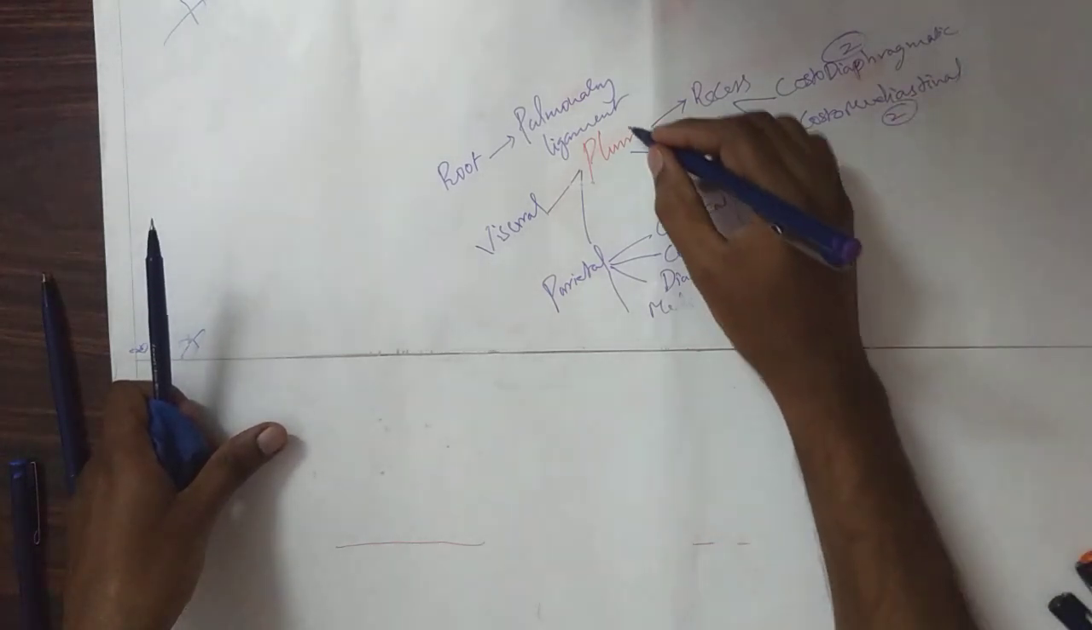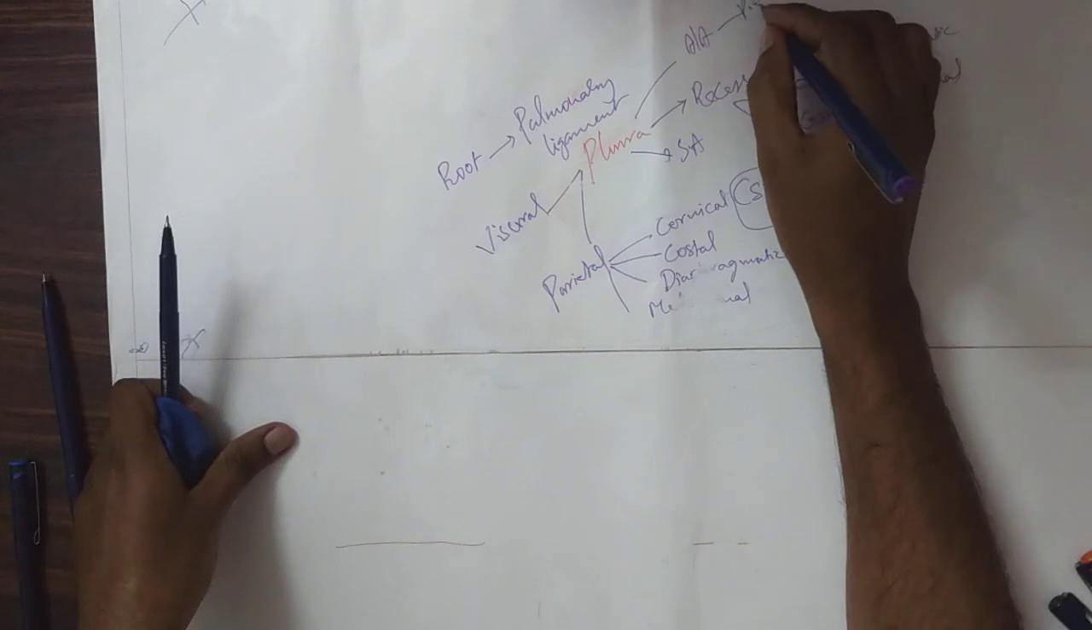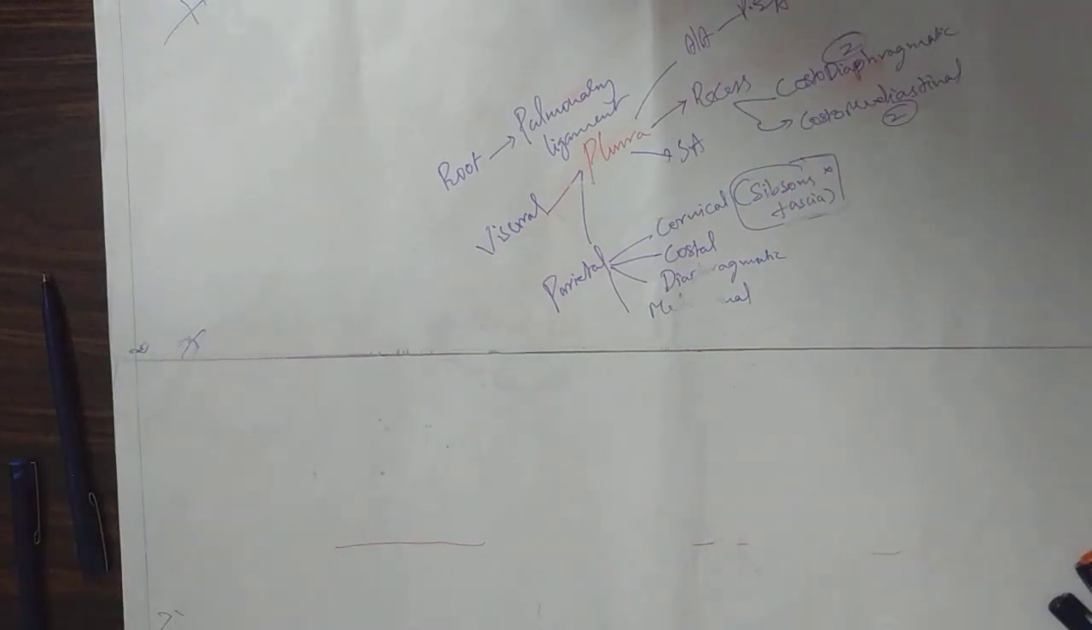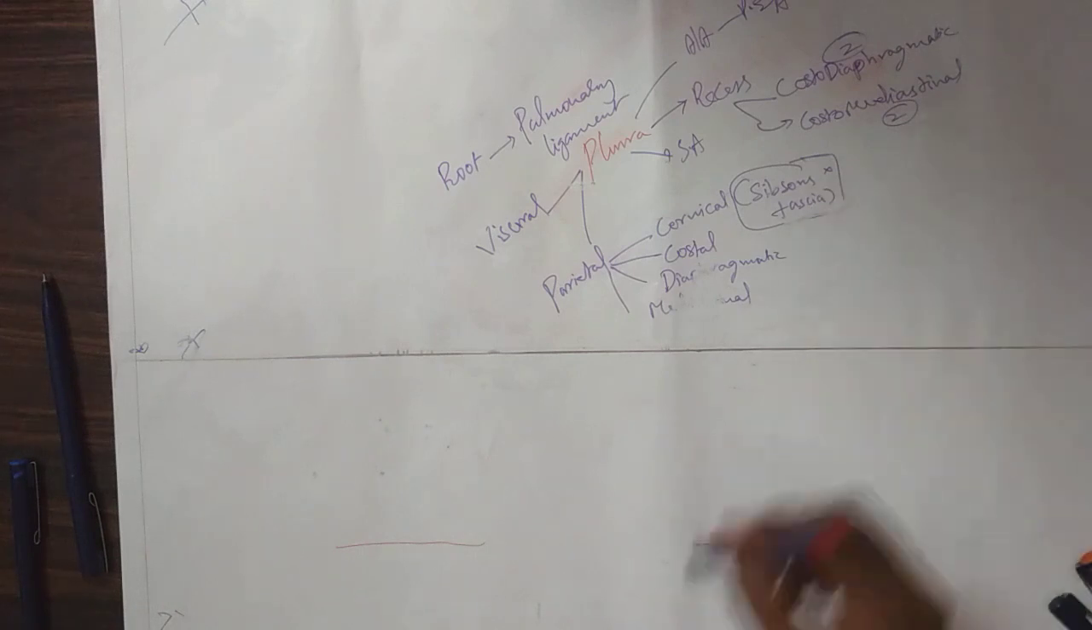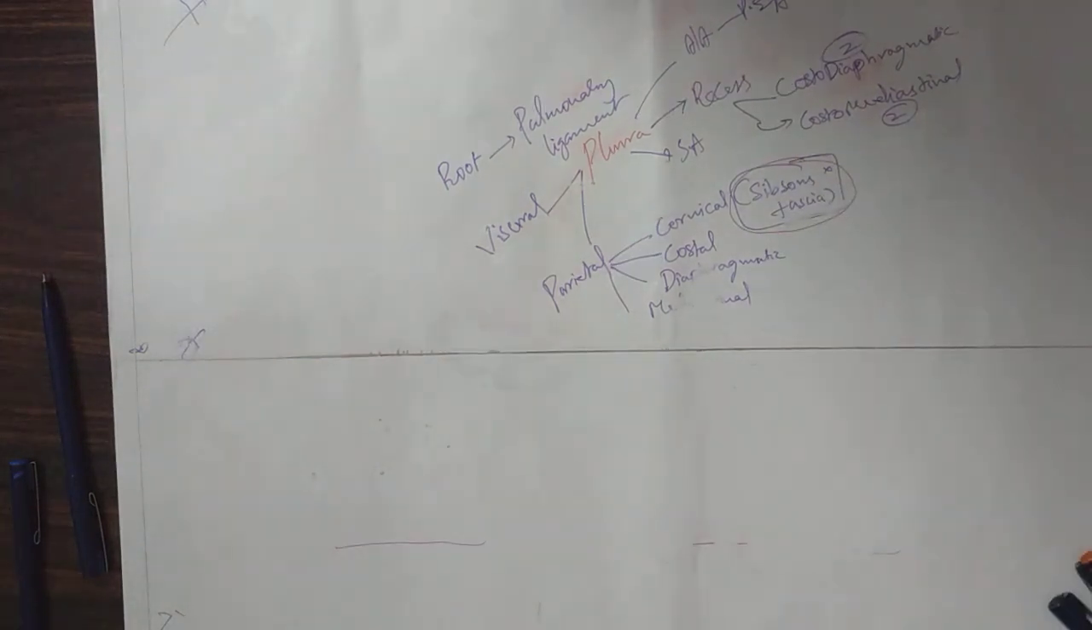Then applied aspects, pleural effusion and other things. So you have two assignments. You have to write about the applied aspects of pleural effusion, and one more thing is you need to write notes about the Simpson's fascia.